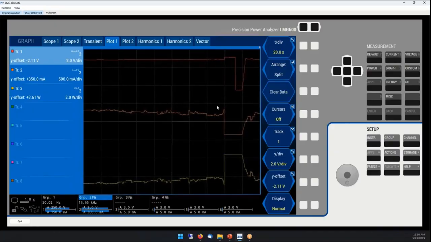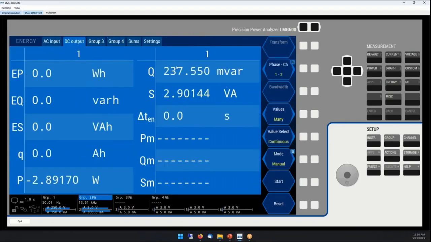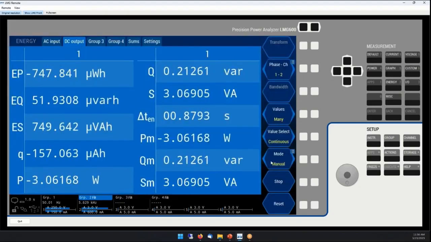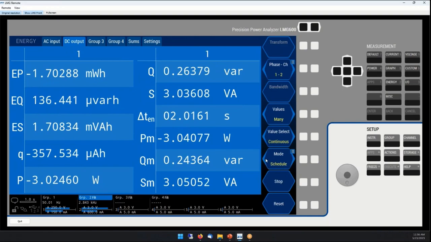I can also measure energy and charge and have them plotted, or measure them separately in the energy menu. In the energy menu, I have different triggers to start and stop the energy measurement, such as a manual start and stop, or I can make a schedule, or I can use external triggers to start and stop the energy measurement. So this is how it works.